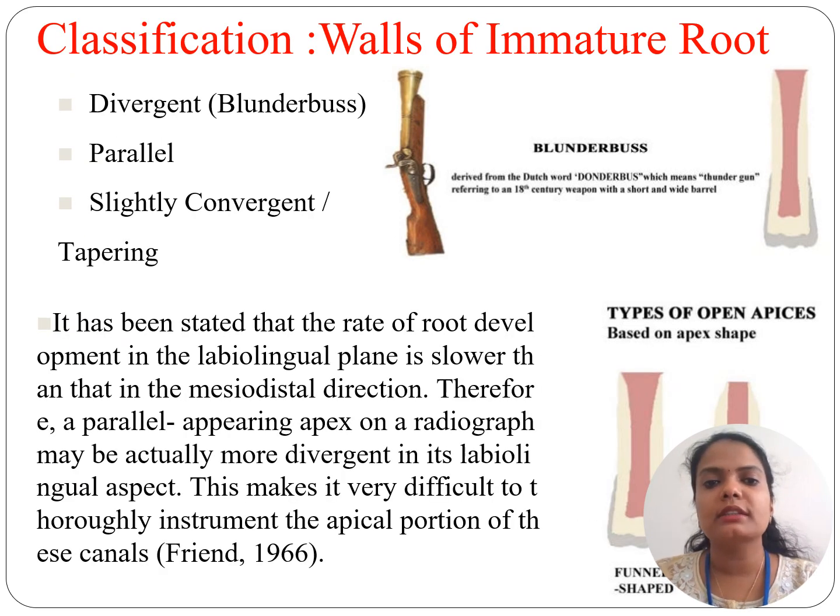Now, this is the classification of the open apex or immature tooth. So the walls can be either divergent, which is called a blunderbuss canal, it can be parallel, or it can be slightly convergent, or it can be even tapering.